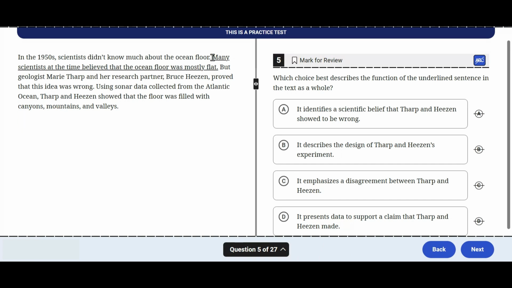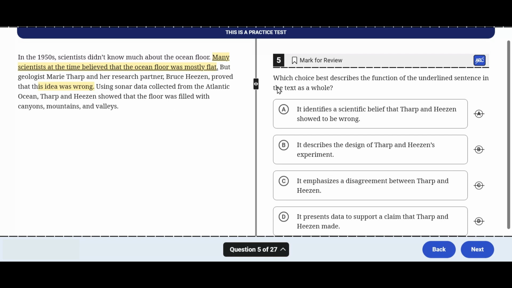Well, if you look here, you can tell it's a common misconception. Scientists originally didn't know much about the ocean floor. They believed that it was flat. But then these researchers came along and proved that this idea was wrong. The ocean floor was not flat. It was actually filled with canyons, mountains, and valleys, etc. So basically our answer is going to be that this is a common misconception. This was something wrong that the researchers then proved wrong.